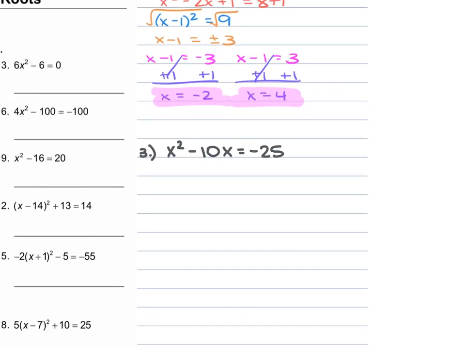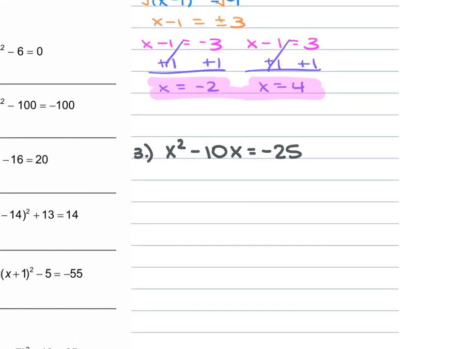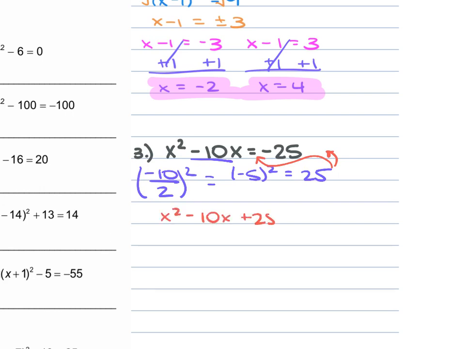For number 3, we have x squared minus 10x is equal to negative 25. Again, our constant's on its own side. Our b is the negative 10, so we're going to do negative 10 over 2 squared, which gives us negative 5 squared, which is 25. We're going to add the 25 to both sides. So we have x squared minus 10x plus 25 is equal to negative 25 plus 25.